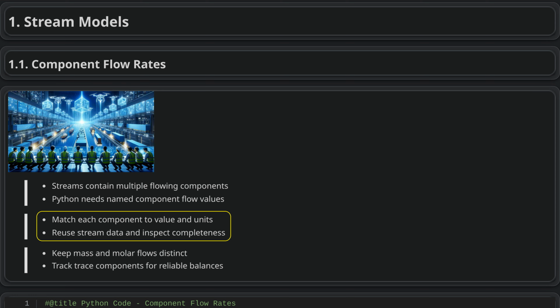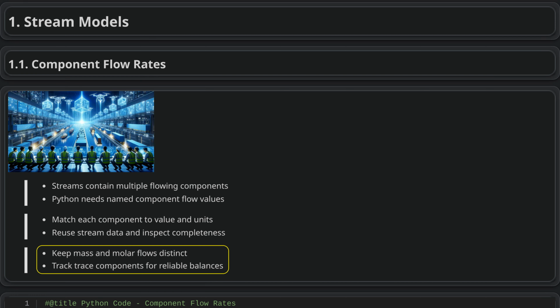It also helps engineers inspect the stream quickly, confirm that all needed components are included, and spot unusual values. Careful tracking of component flow rates helps prevent material balance errors before calculations begin. Mass flow rates and molar flow rates must be kept distinct because they cannot be combined directly. Even small impurities can matter for product quality, downstream processing, or environmental compliance. Consistent flow rate representation makes Python useful for organizing process data and supporting accurate material balance analysis.